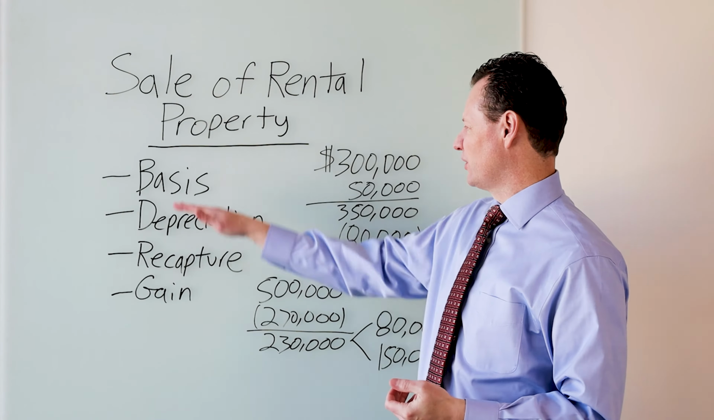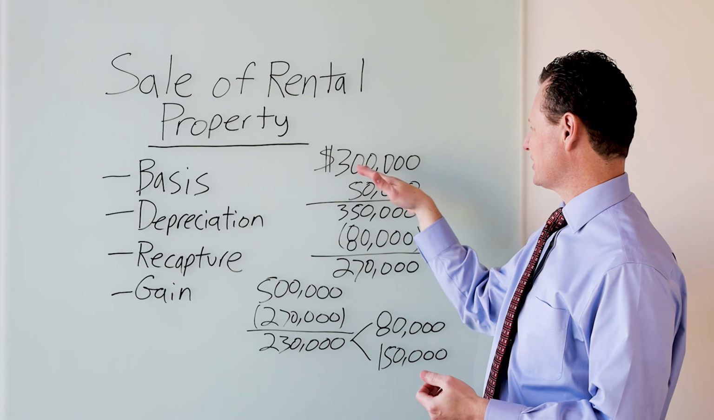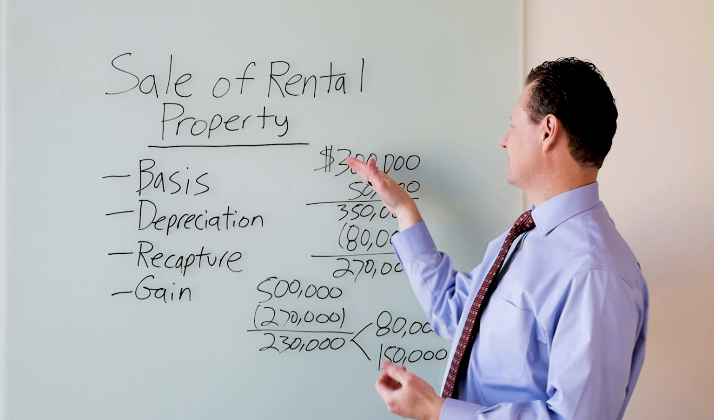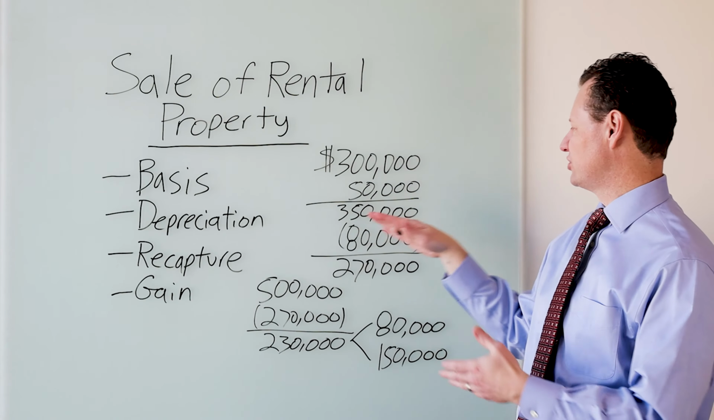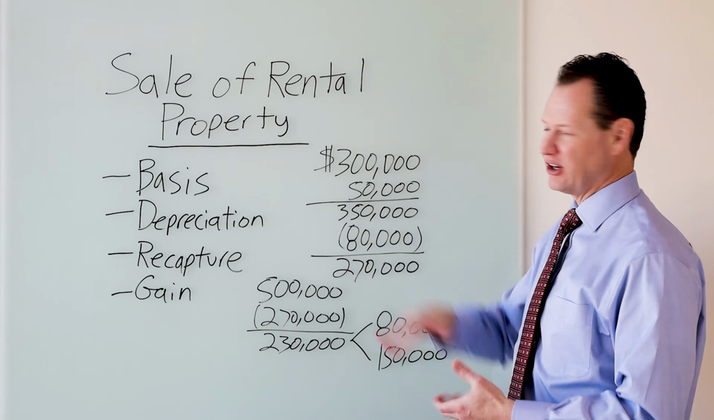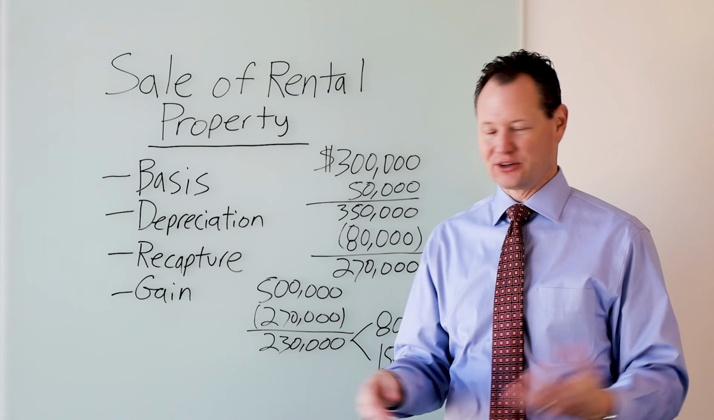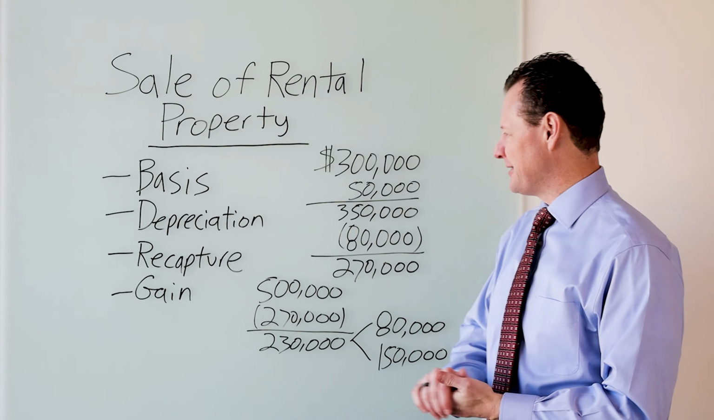So we're looking at improvements that were made that were not deducted. Here we have an example where the home was bought for $300,000. There was $50,000 of improvements that were put into it. So now our basis on that home is $350,000. That's where we start out with basis.